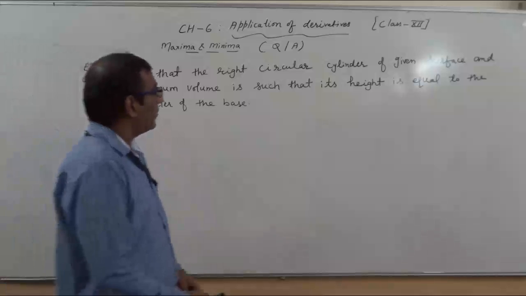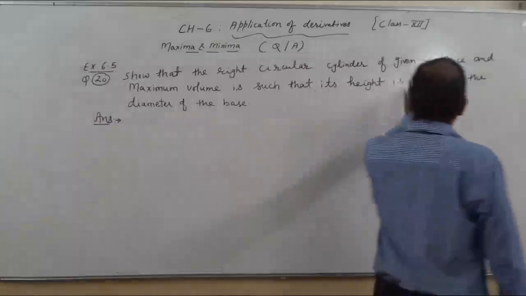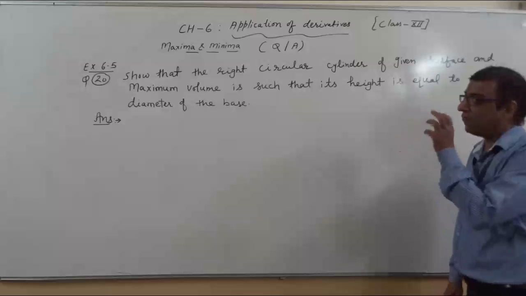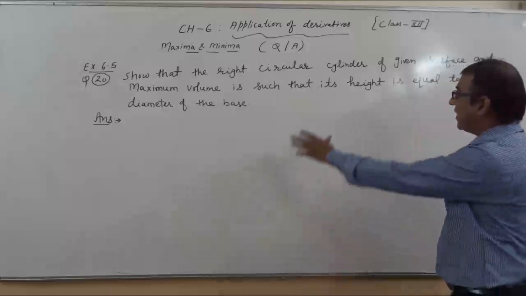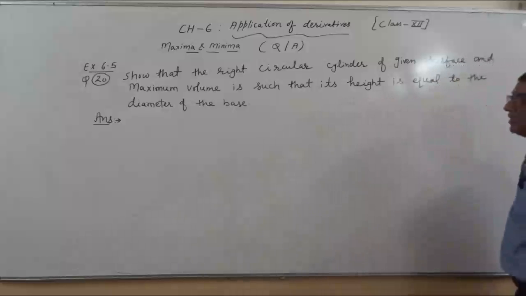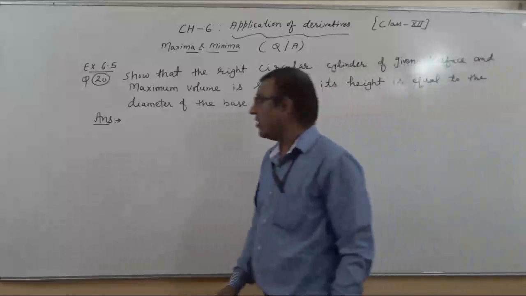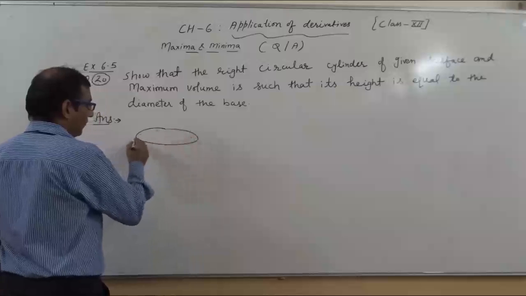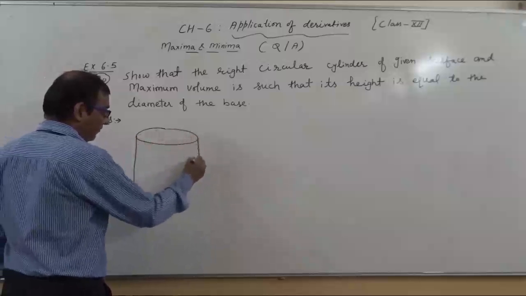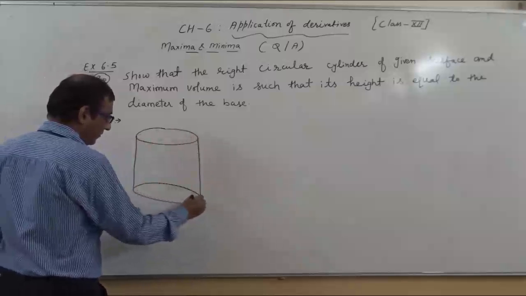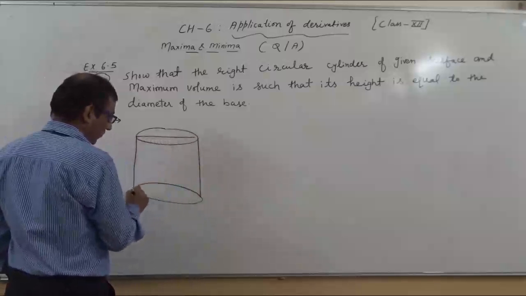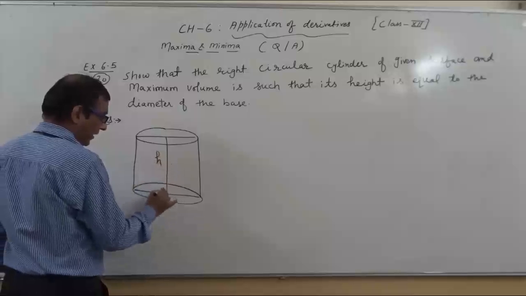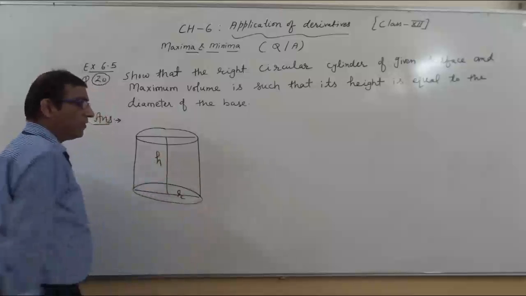Basically, this is related with the cylinder. Given surface and maximum volume, it means in this question we have to show the volume is maximum, and at last we have to show height is equal to the diameter of the base. So how can we solve such type of problem? First we will go through the diagram. This is the diagram of cylinder. So we can say this is the height of cylinder and this is the radius of cylinder.